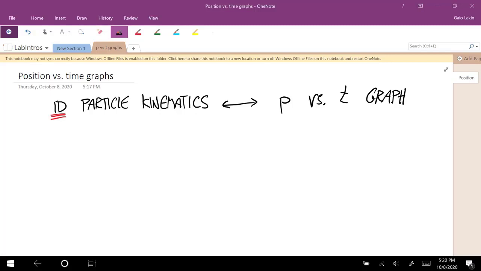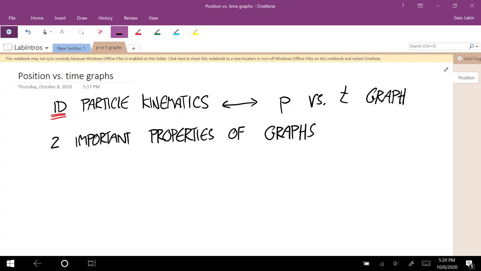And in order to make sense out of the position versus time graphs, there are two important properties of graphs that you have to be able to read off of a graph. Okay, what I'm telling you right now can be any graph. It doesn't have to be a position versus time graph. It doesn't even have to be physics. It could just be any mathematical graph.